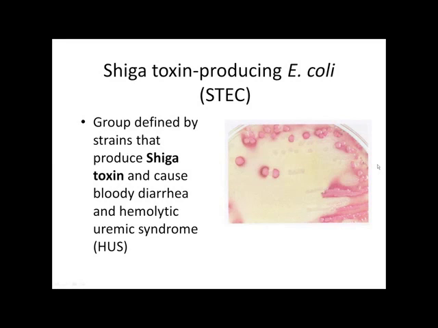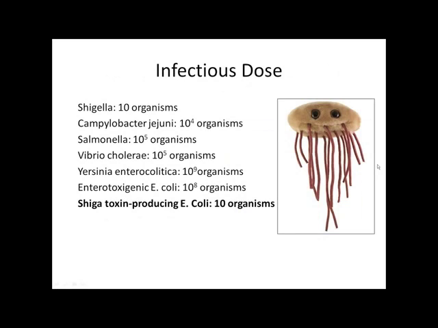You don't need very much Shiga toxin producing E. coli to cause disease, and you can see on the slide that you just need 10 organisms. This is in contrast, for example, to Salmonella, where you need 10 to the 5 organisms, and to Vibrio cholerae, where you need 10 to the 5 organisms.